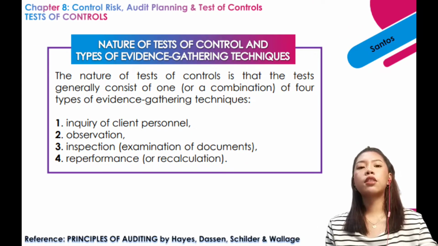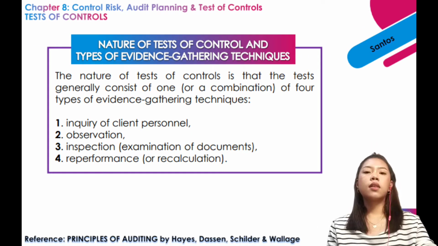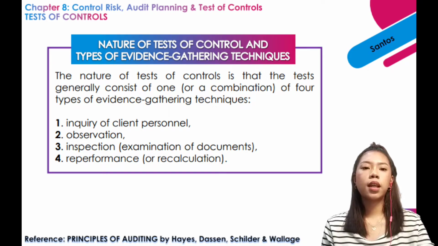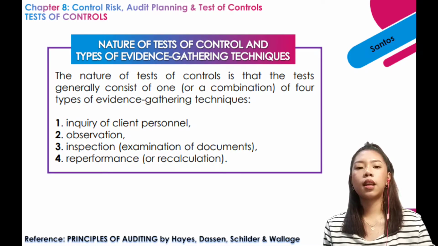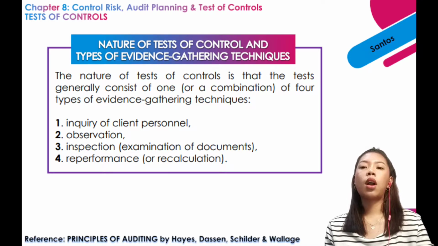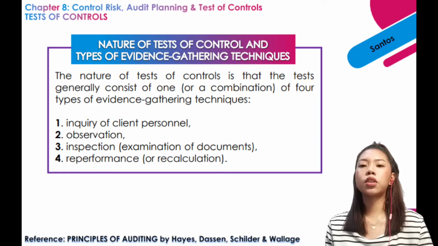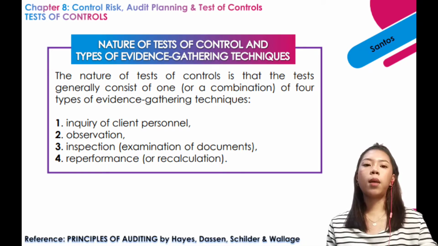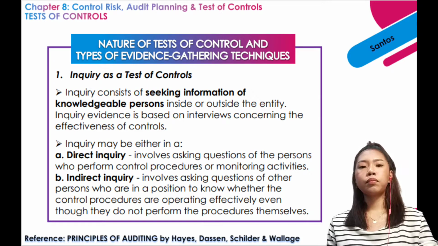So, nature of test of control and types of evidence gathering techniques. The nature of test of control is that the test generally consists of one or combination of 4 types of evidence gathering techniques. So, the 4 types are: number 1 is inquiry, number 2 observation, 3 inspection, and 4 is reperformance. So, let's start muna sa una, inquiry.